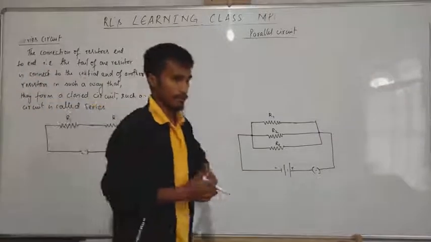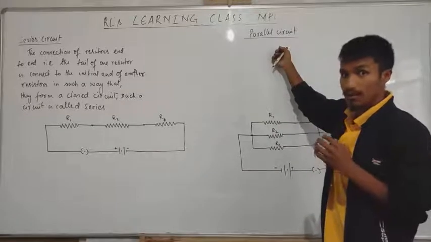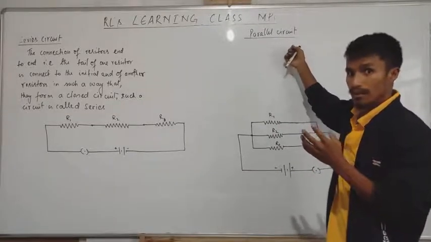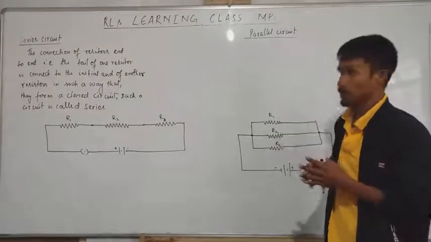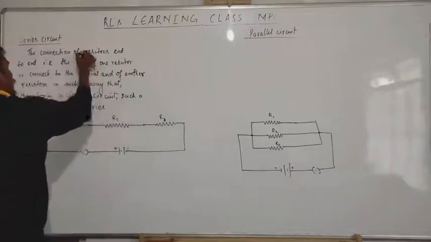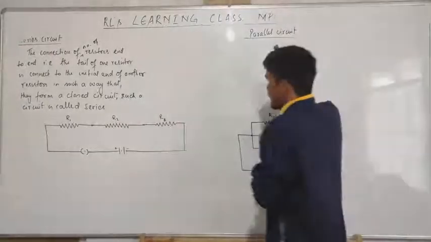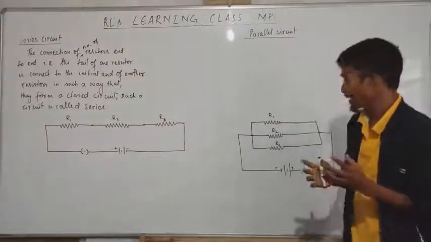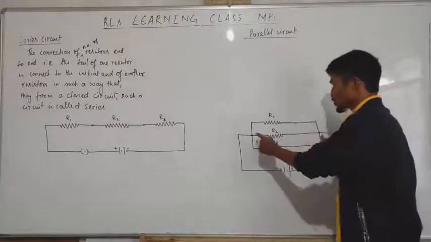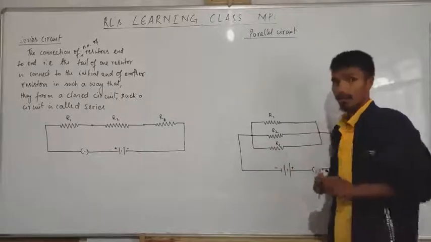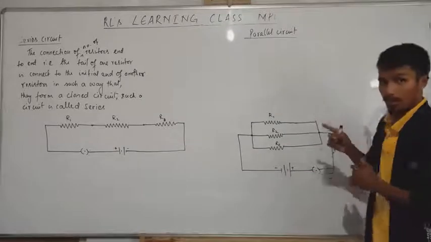Okay, how to write the definition here? A connection of a number of resistors. Forgot to write here. I got that here. Number of resistors. And here also, the number of resistors are connected in such a way that all resistors are connected at the two common terminals. I can say two common terminals because this is a negative and this is a positive.